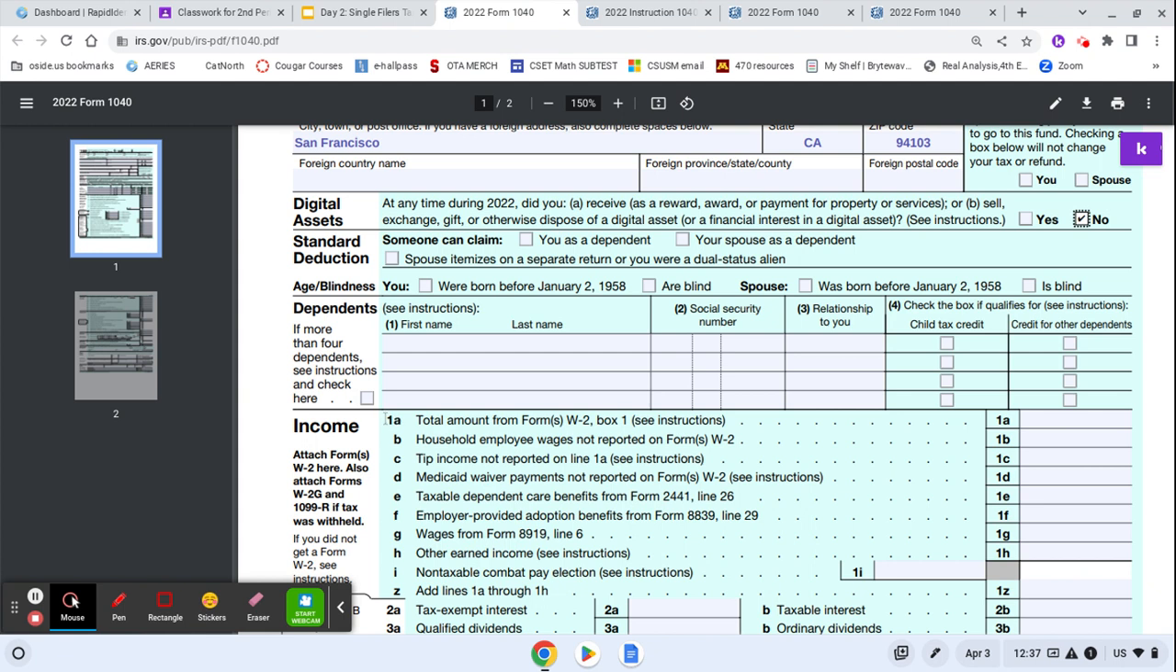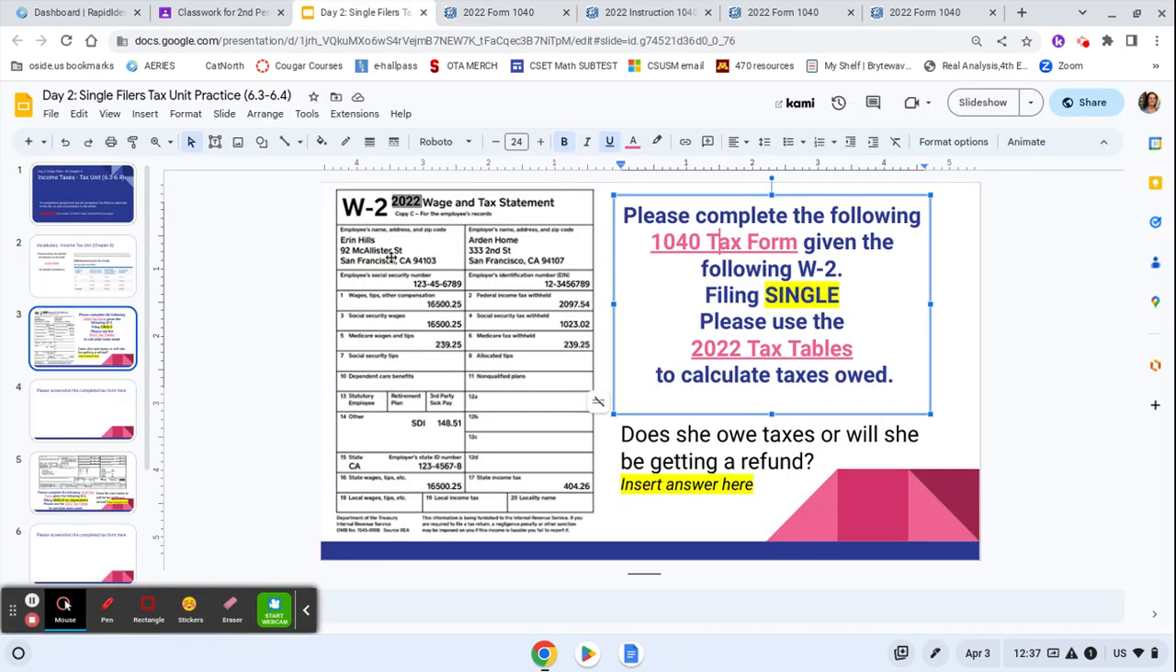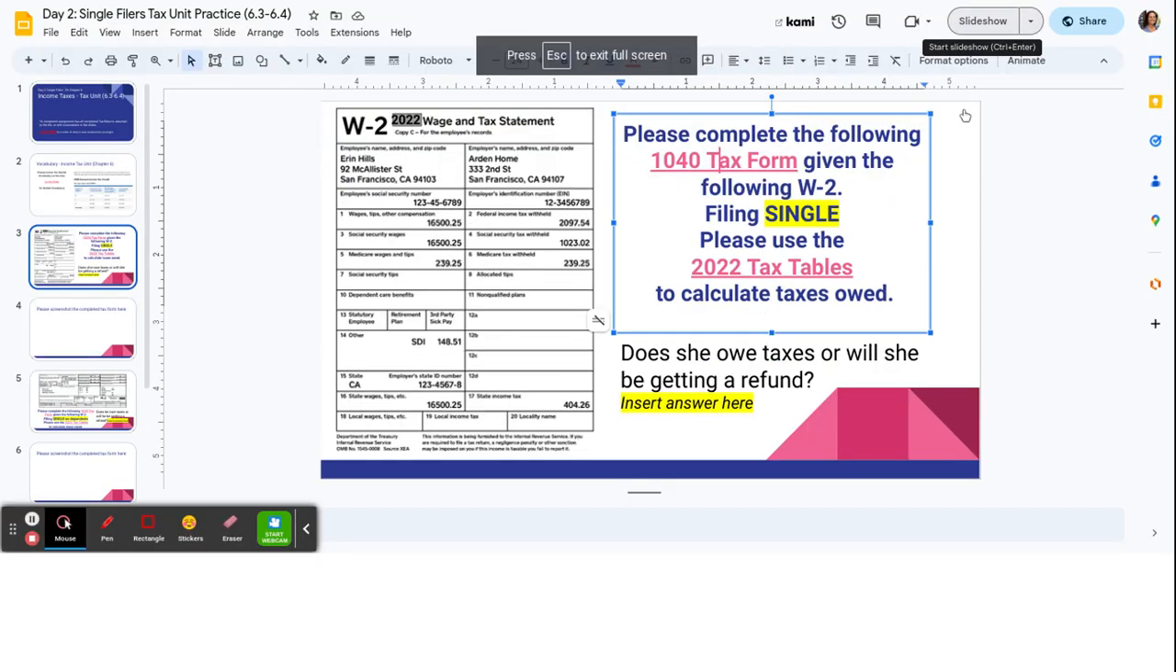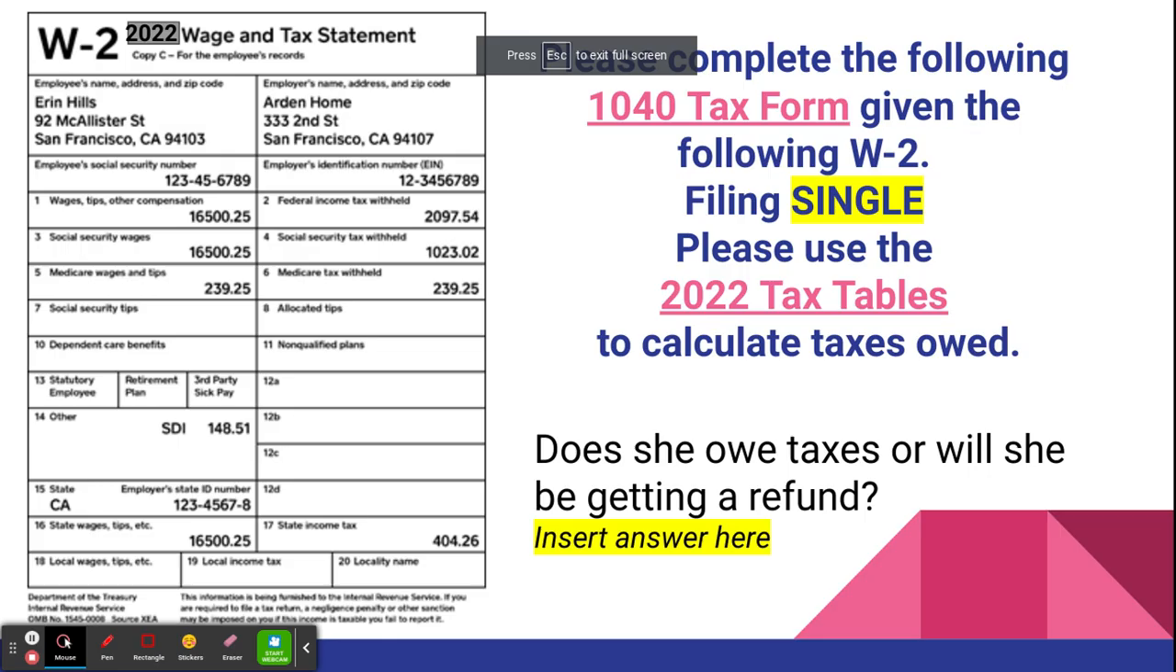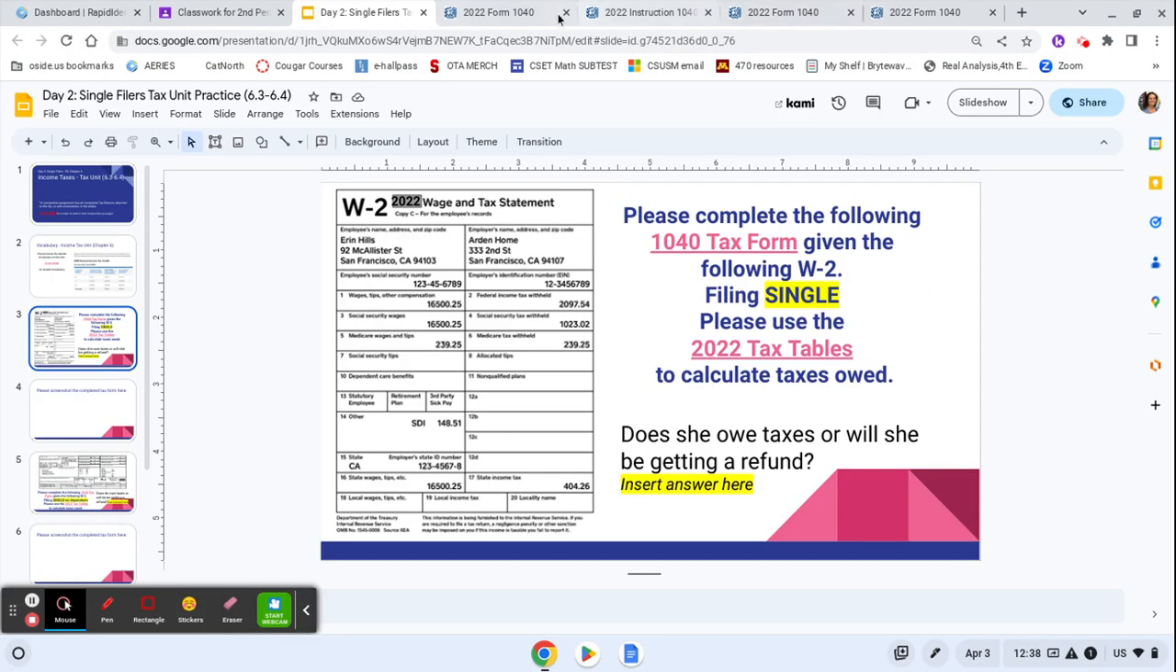Next, we just read the lines to see what they want. Box 1 from the W-2. So to fill out line 1a, we go back to the W-2 and we find box 1. So we see here that box 1 is the wages, tips, and other compensation. That's $16,525.